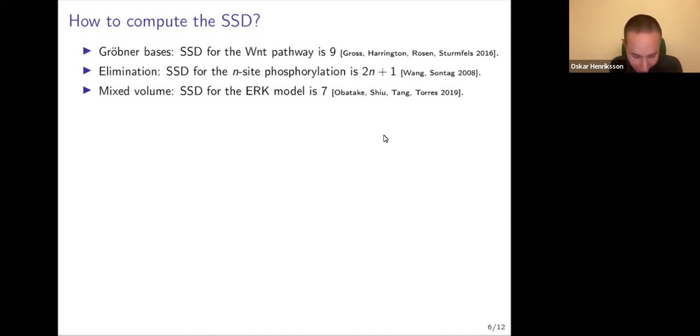And this has been done for the ERIC model, for example, where it turns out to be 7. But in general, these are methods that don't. I mean, Gröbner bases always work, but it can be an extremely heavy computation. And what people are mostly focused on is the mixed volume.